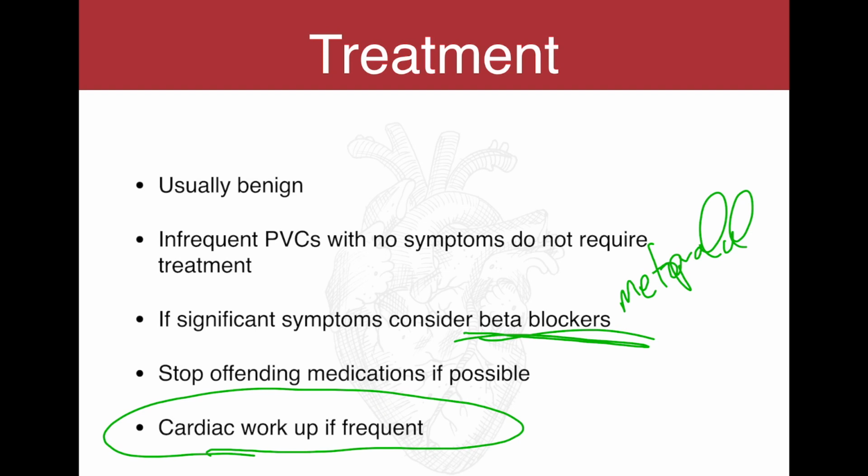So if this is the first time you've seen a patient and they're having really frequent PVCs or multifocal PVCs, what I would recommend is that they get a cardiac workup to make sure there's not some ischemia going on from coronary occlusion or something that could be causing that. Other things to look at is the medications that they're taking.